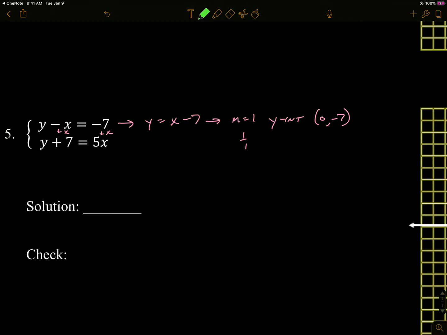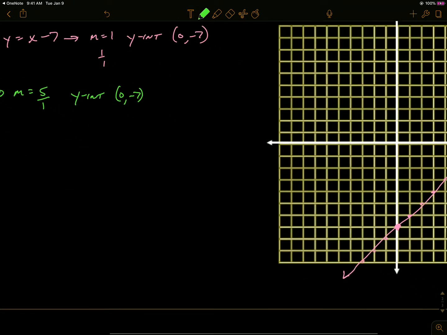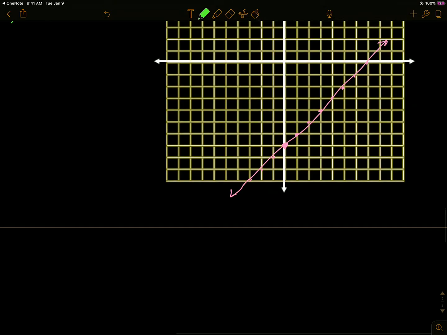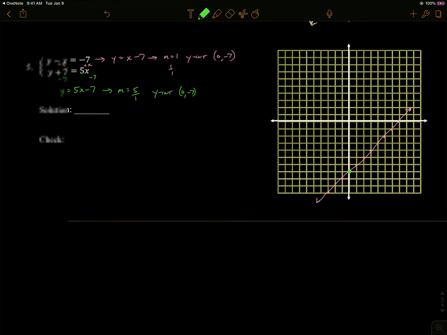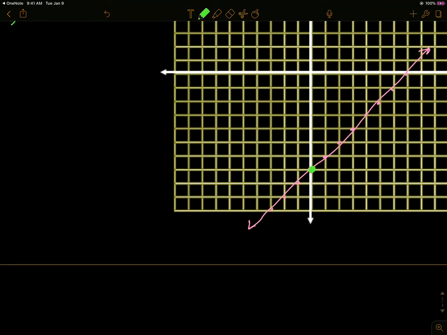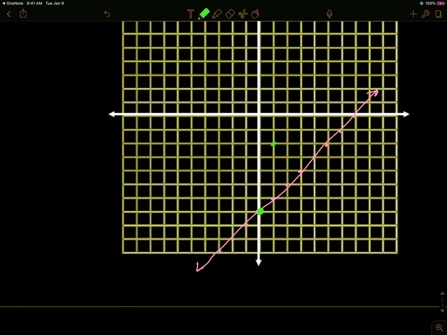To put it in slope-intercept form, we're going to subtract 7 off both sides. So I get y equals 5x minus 7. So my slope is 5, and we can think of it as 5 over 1 for graphing. And my y-intercept is (0, negative 7). So I graph (0, negative 7), and then I do my slope. Hey, I found the point of intersection right away. It's the y-intercept. Let's finish this line anyway. The slope was 5 over 1, so I go up 5 and right 1, up 5, right 1, and so on.